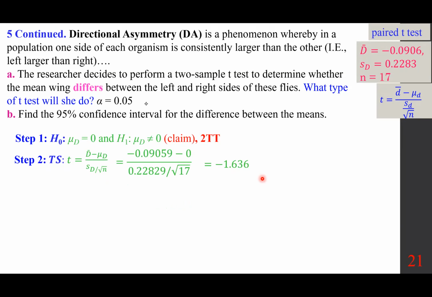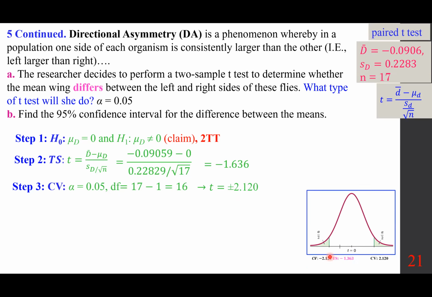Critical value: alpha is 0.05. Normally in biology, in many sciences, they use alpha to be 0.05. In some cases, they may not even give you an alpha, but normally it's 0.05. And degrees of freedom, as always, n minus 1, 17 minus 1 is 16. Alpha is 0.05. Looking up the table, we get plus minus 2.120. And to make a decision, we go with the graph. So this is negative 2.120. This is positive 2.120. And the test statistic that is calculated, negative 1.636, is somewhere in between, and it's in a non-rejection region.